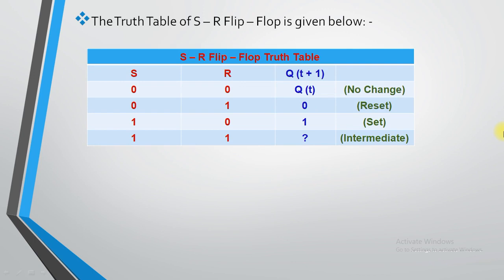For two input variables, we need to have four possible combinations: 0 0, 0 1, 1 0 and 1 1. When the value of R equals 1, at that time reset occurs. When the value of S equals 1, at that time set occurs. But there is a drawback of the SR flip-flop: when both variables contain the value one, at that time an intermediate state occurs. So we cannot judge the next value of the SR flip-flop.